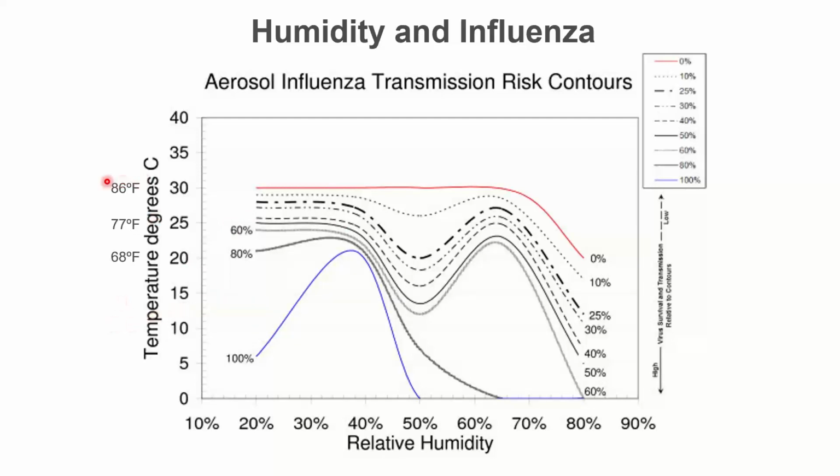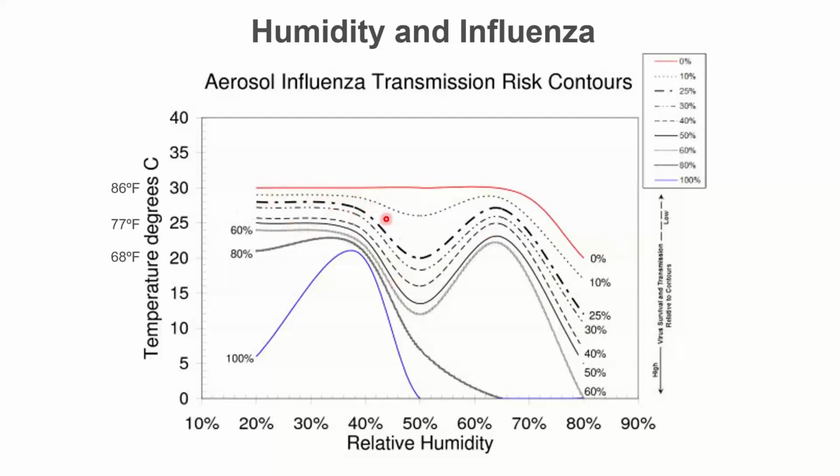0, 25, and 100. But these curves here are telling you the likelihood of influenza to survive at various humidity levels. If it's 86 degrees, I'm going to pretty much get rid of all influenza. It doesn't survive very well above 86%. It's pretty much almost zero survival rate unless it gets really humid, right?